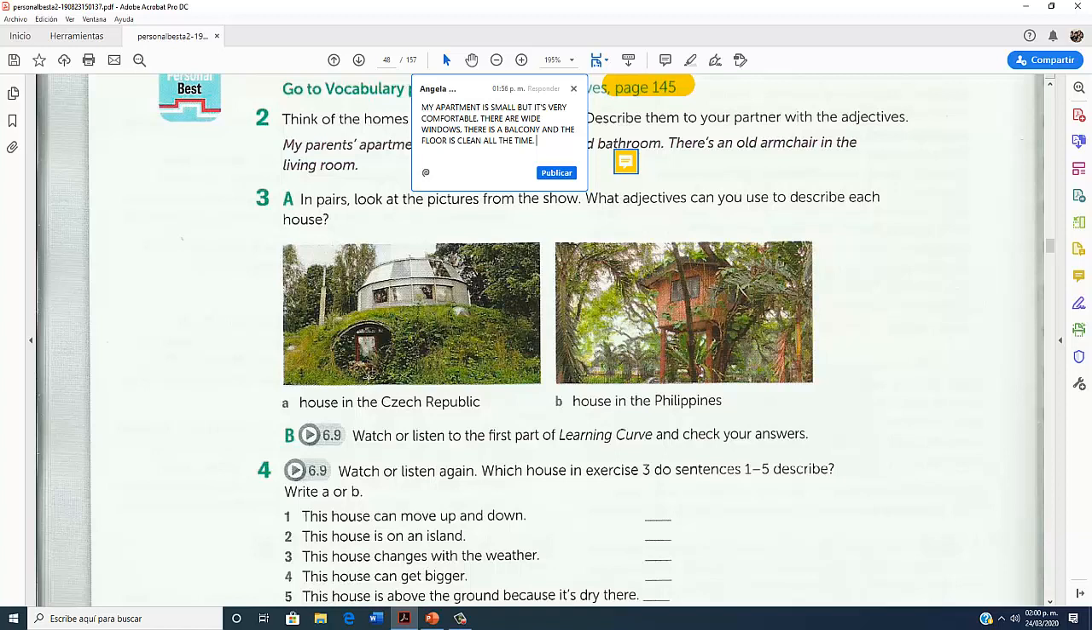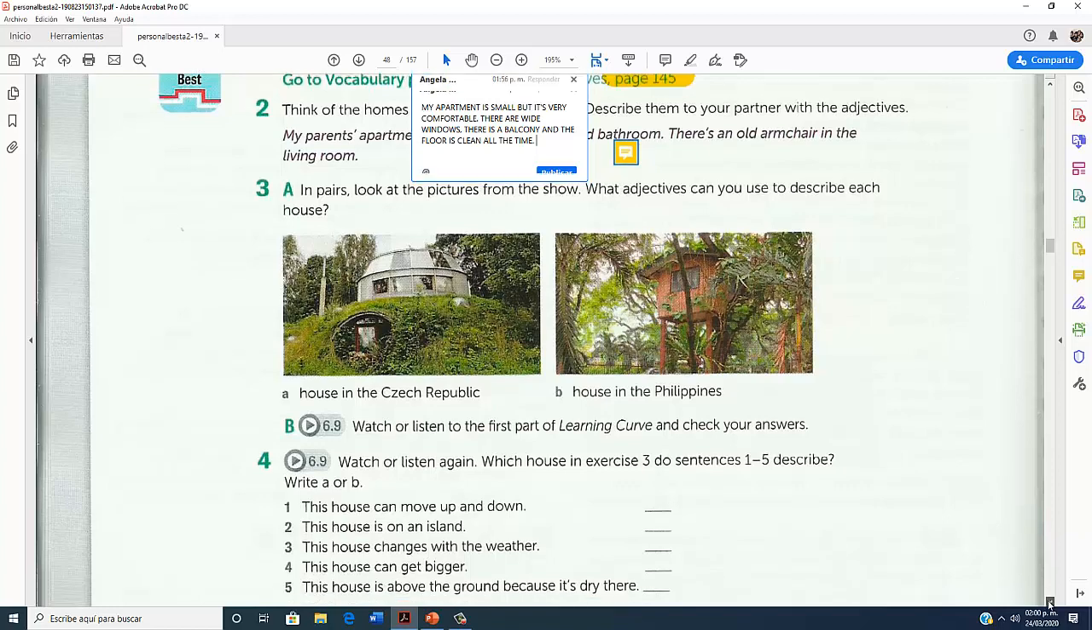It's modern. It's clean, maybe you can say clean, modern. It has wide windows. No, it has wide windows, and it's very well, modern, as I said before.